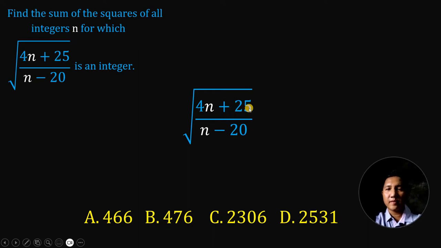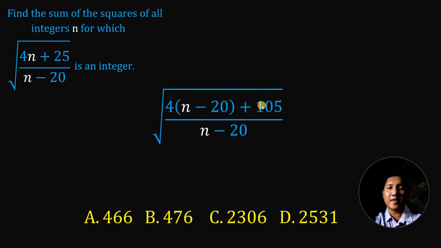Now, we need to rewrite 4n + 25 in terms of n - 20. If we do that, we get 4 times (n - 20) plus 105, because we have 4n, and 4 times negative 20 is negative 80. Negative 80 plus 105 gives positive 25. So we get the same numerator. Now, why do we do that?